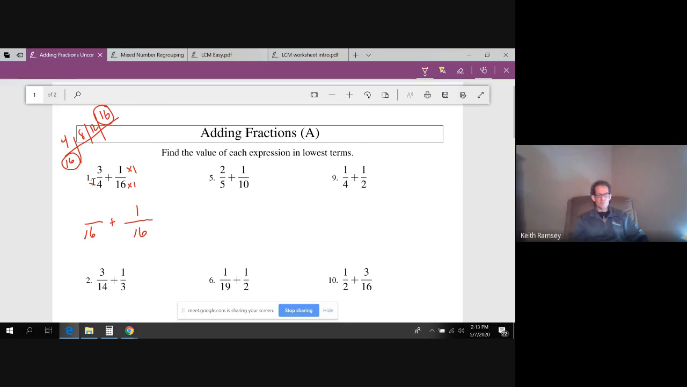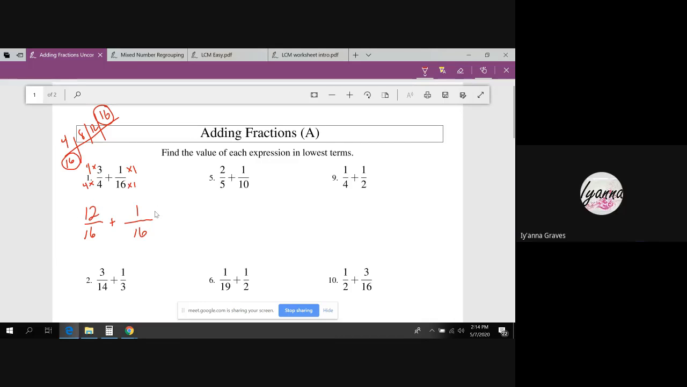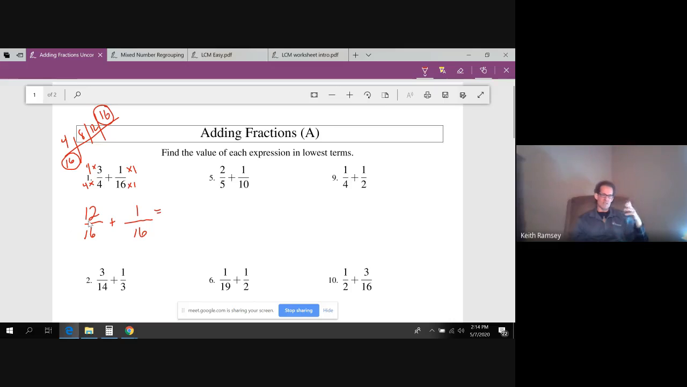So if I did 4 times 4 here, then I have to do 4 times 4 up here for the numerator. So 4 times 3 is going to be 12. So 12 over 16, if I reduce it, becomes 3/4. It's still 75 cents. And when your denominators are the same, you can add. So 12 plus 1 is going to be 13 over 16.